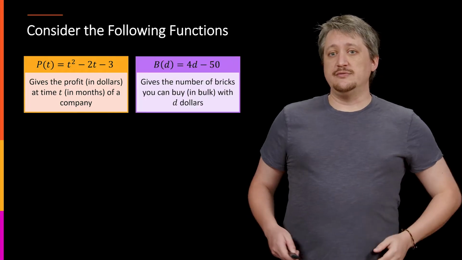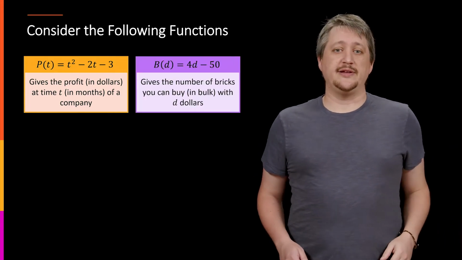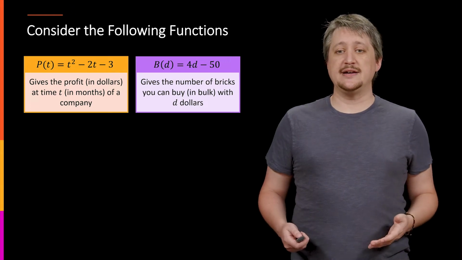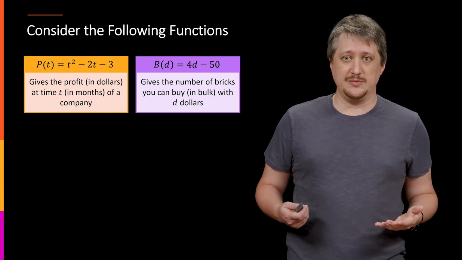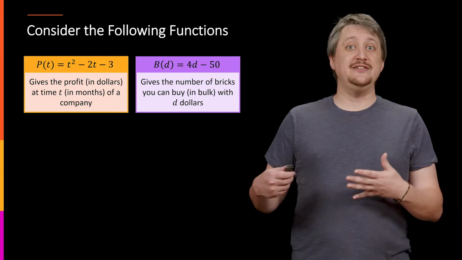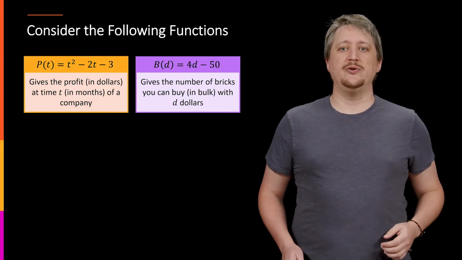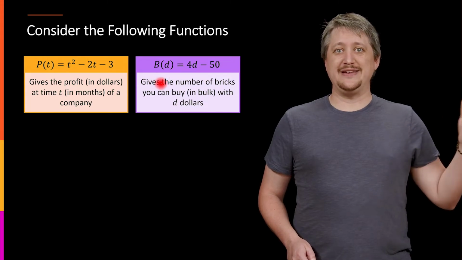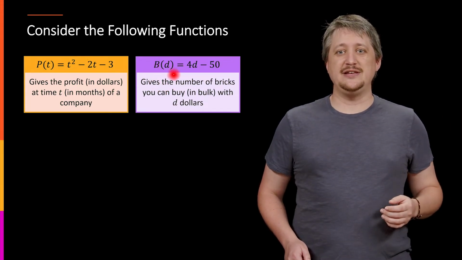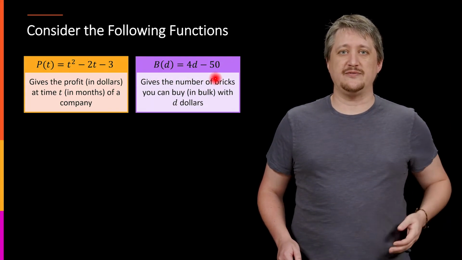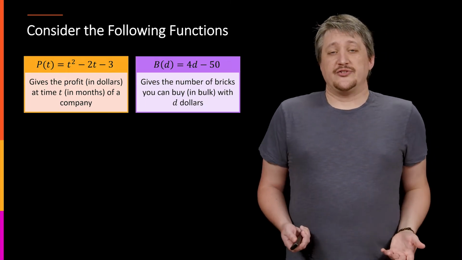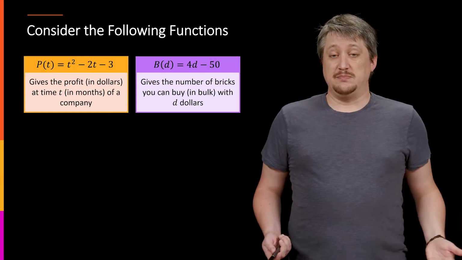Now for another function, something seemingly completely unrelated, what if we had this B of D, which gives us the number of bricks you can buy, assuming that you're buying them in bulk, if you have D number of dollars, okay? So again, just a random thing that we could create here, the B of D, and then we get this equation 4D minus 50. Now, on the one hand, these things are just functions. We could compose them, right?